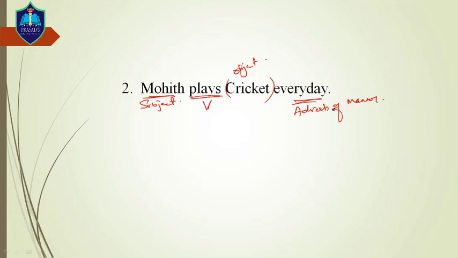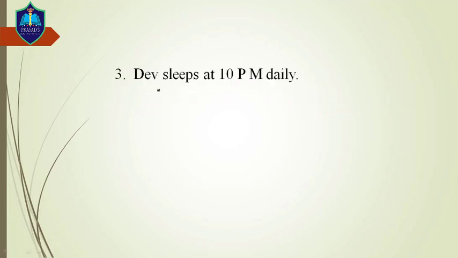So, it is explaining the frequency of the verb, and this is an adverb of manner. And one more example, if you take, moving towards the third statement: Dev sleeps at 10 p.m. daily. So, sleep is a verb and it is not in passive voice, it is in active voice because it's not in the B plus V3 form.